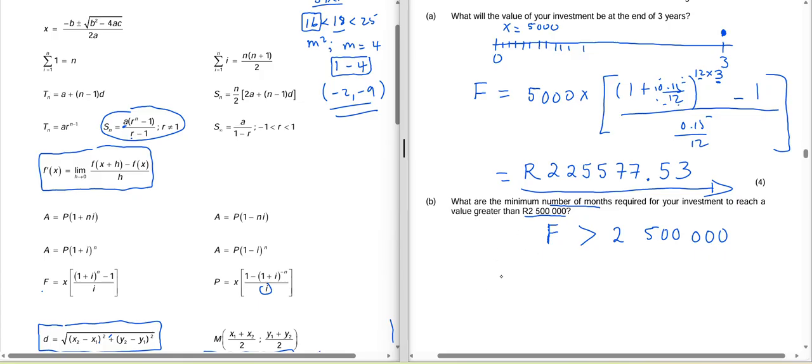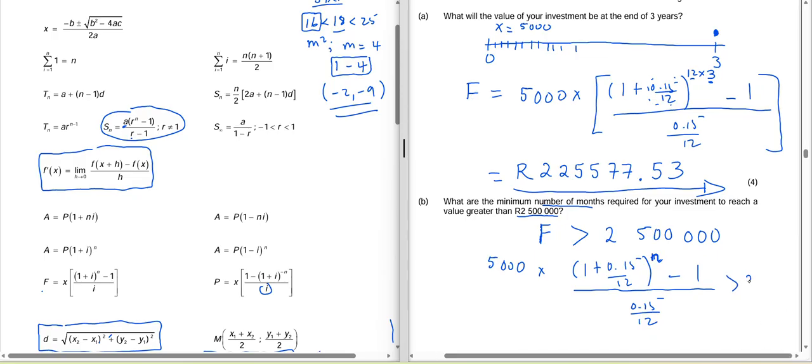So what we are going to do is say 5,000 times 1 plus 0.15 divided by 12 raised to the power of, instead of 12n, we're just leaving it as n, because they want the answer in months. If it were in years, you would say 12n. So we leave one variable there, n, then we subtract 1, and divide by 0.15 over 12. This whole expression should be greater than 2.5.